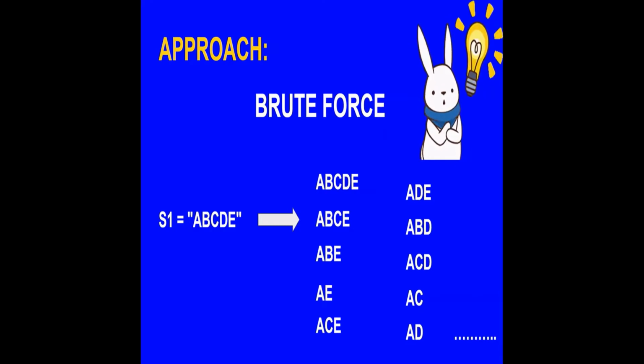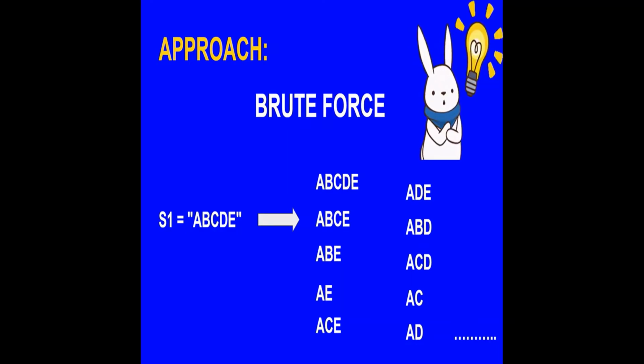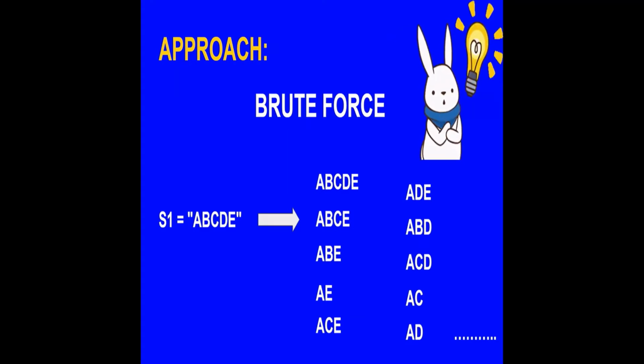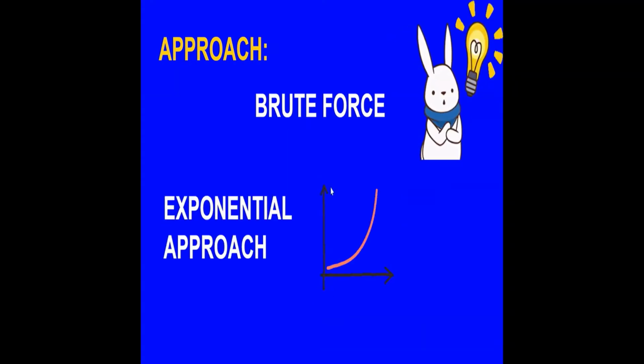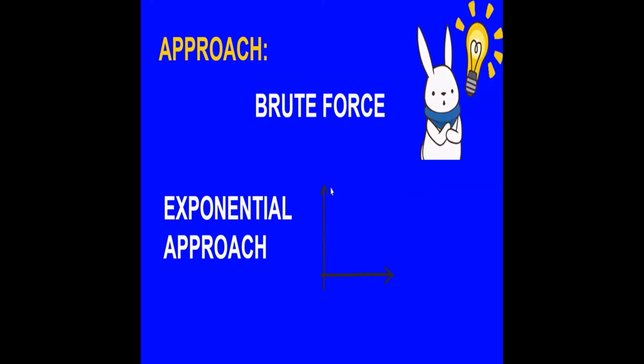Let's take a string S, which is of length n. Then for that string, 2 raised to the power n subsequences are possible. So this is not at all a feasible approach. This is an exponential approach. There is an exponential number of subsequences for each string, and then you have to match them.